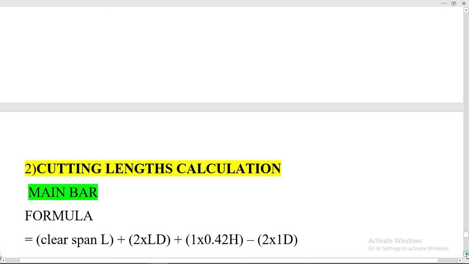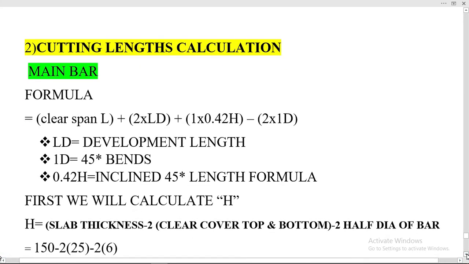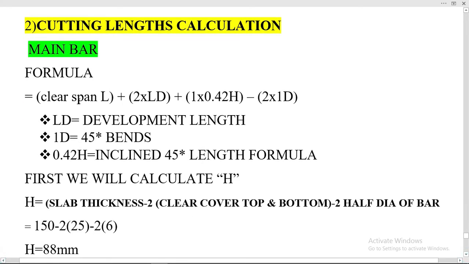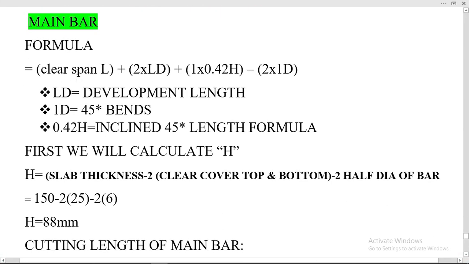Now we will calculate the cutting length of all types of bar. First, main bar. Here the formula to calculate the cutting length: we have clear span length, it means we already have clear span length, so no need to deduct clear cover, plus 2 Ld development length, plus 1 into 0.42 H bend length. I will show you in the section bend length at 45 degree. This is the formula to calculate bend length.